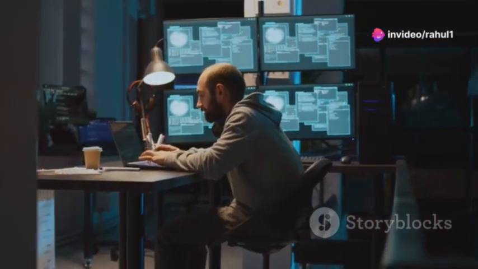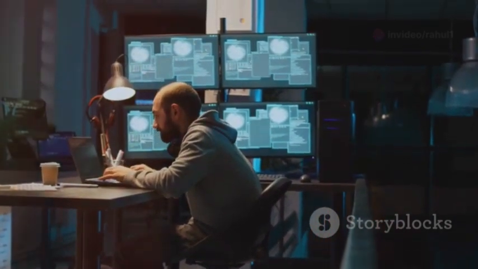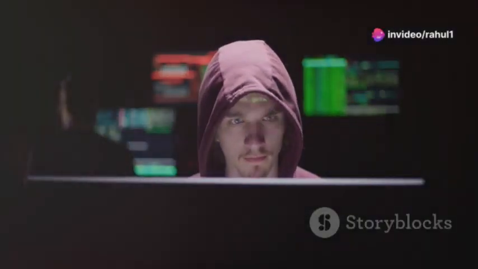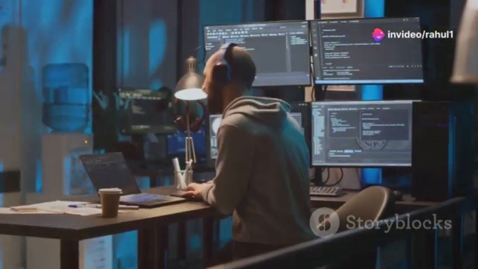So there you have it, guys. 5 unsolved mysteries from the world of programming that are sure to keep you up at night. From phantom initials to self-writing code, these stories remind us that even in the logical world of programming, there are still things we can't explain.